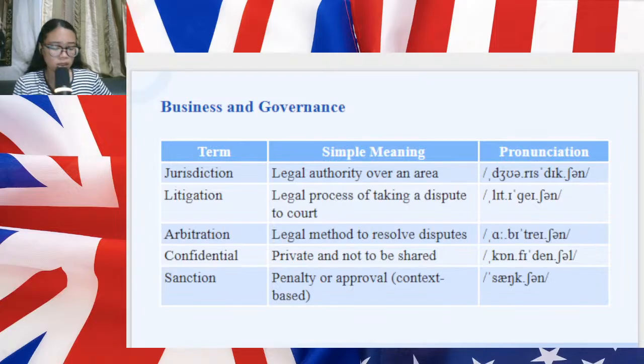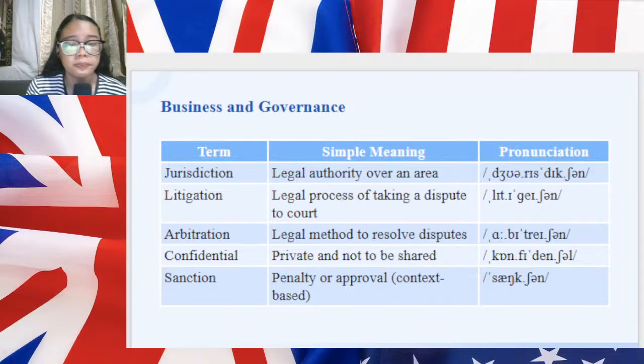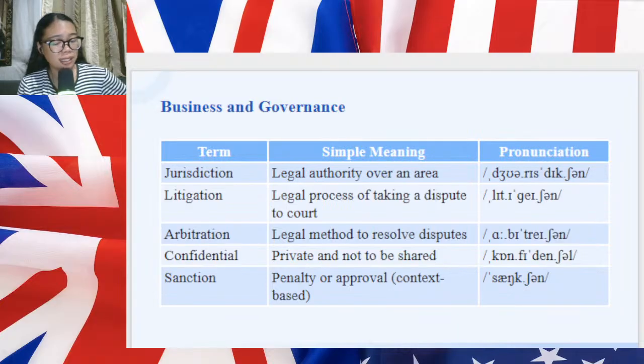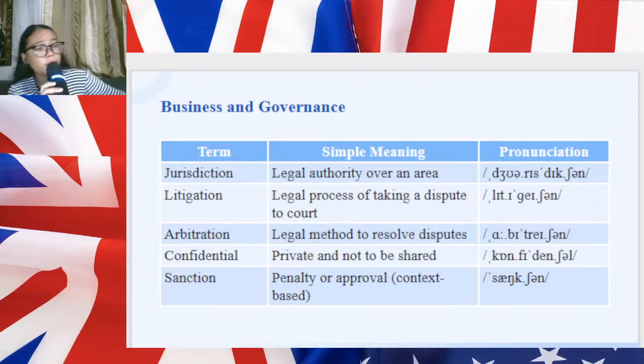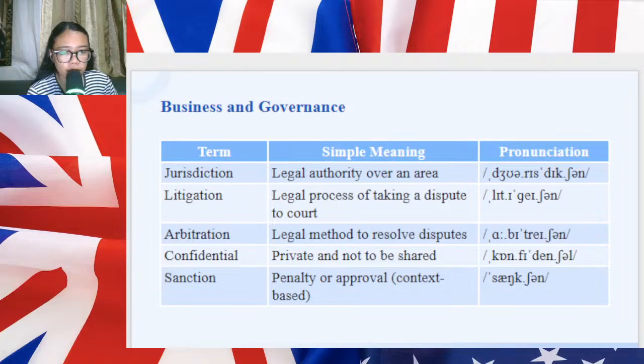Next term is arbitration. Again, arbitration. This is a legal method to resolve disputes. It is formal yet often less adversarial than litigation. So it's a method of resolving disputes outside of traditional court proceedings, where a neutral third party, which is the arbitrator, hears evidence and arguments and issues a legally binding decision, which is the award. So that's our arbitration. Basically, this is a popular alternative to, how do you call that? I'm sorry.